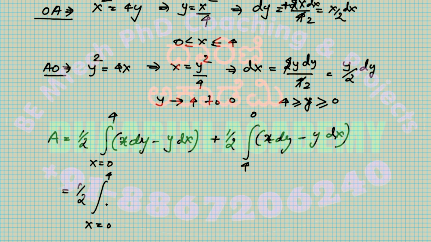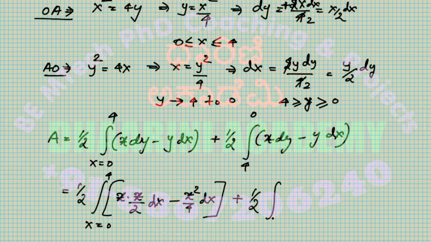So the first term becomes x as it is. You have a dy. So what is the dy? X into this is x by 2 dx. Correct? Then I have a minus. After the minus, I have y. So what is y? X square by 4 dx. The first term. Okay.